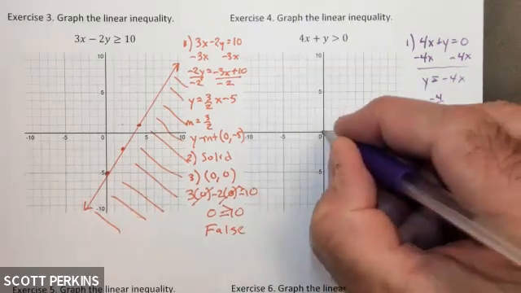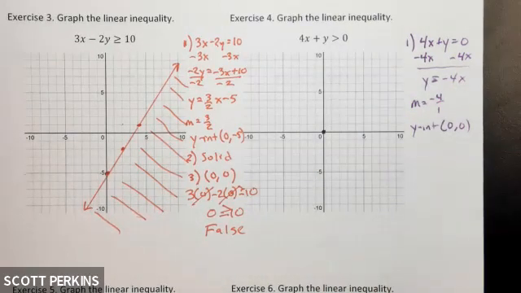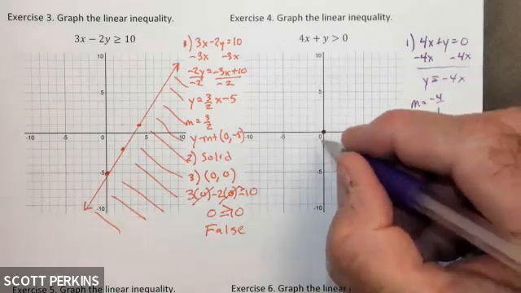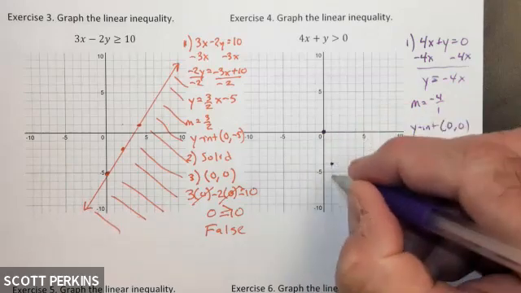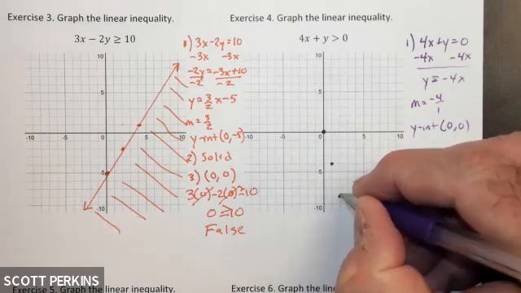That's why I gave this one. I just want to make sure that we were comfortable picking a test point. So (0, 0), my slope is negative 4 over 1, so that's down 4 and then over 1. So I'll do that, down 4, over 1. Great.